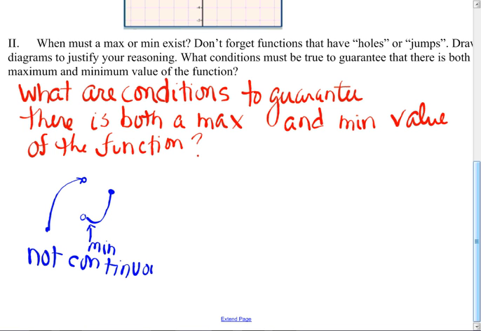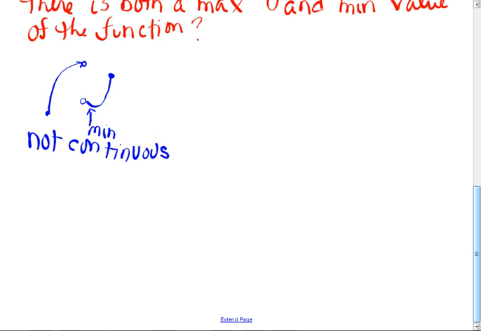Now, in this particular function, you can have a discontinuous function and still have a max. But remember, I'm looking for a guarantee. It will happen every time. If you have a discontinuous function, can you have an absolute max and min? Oh, what about this one?